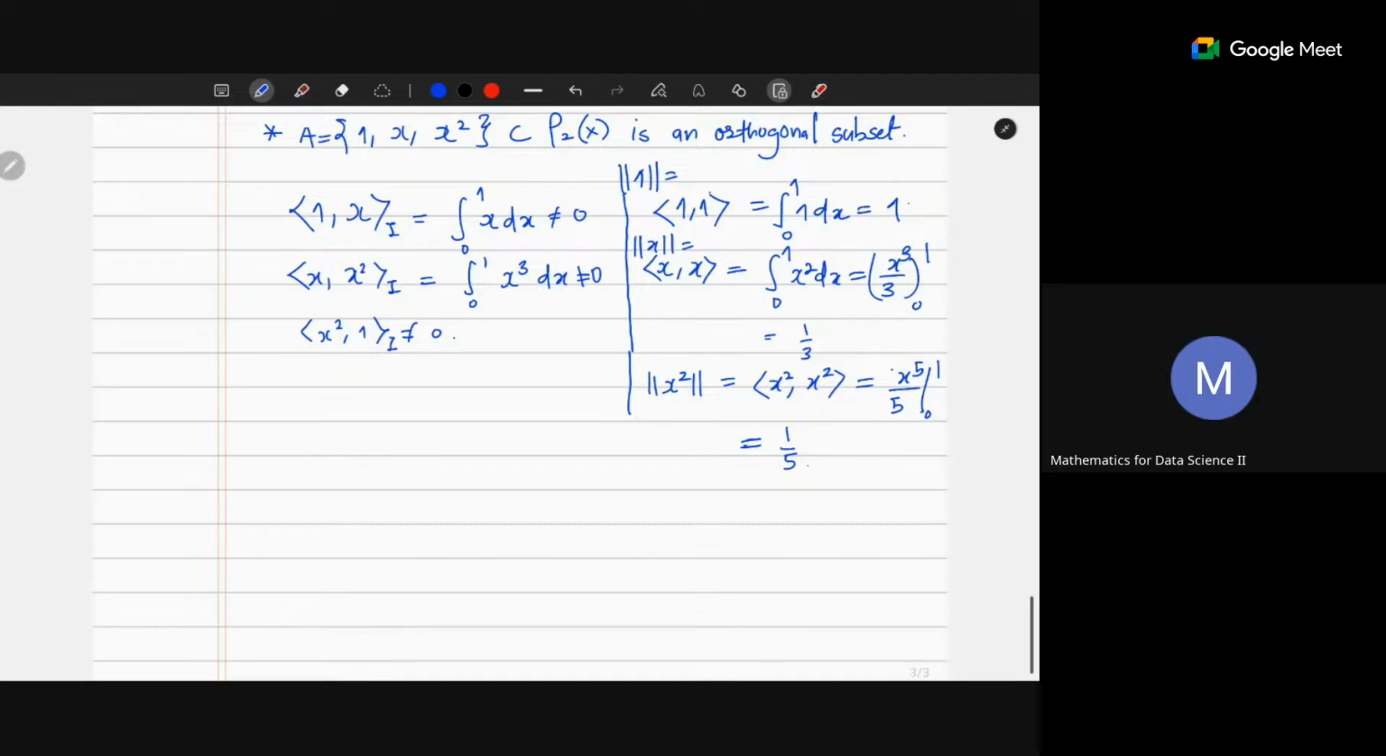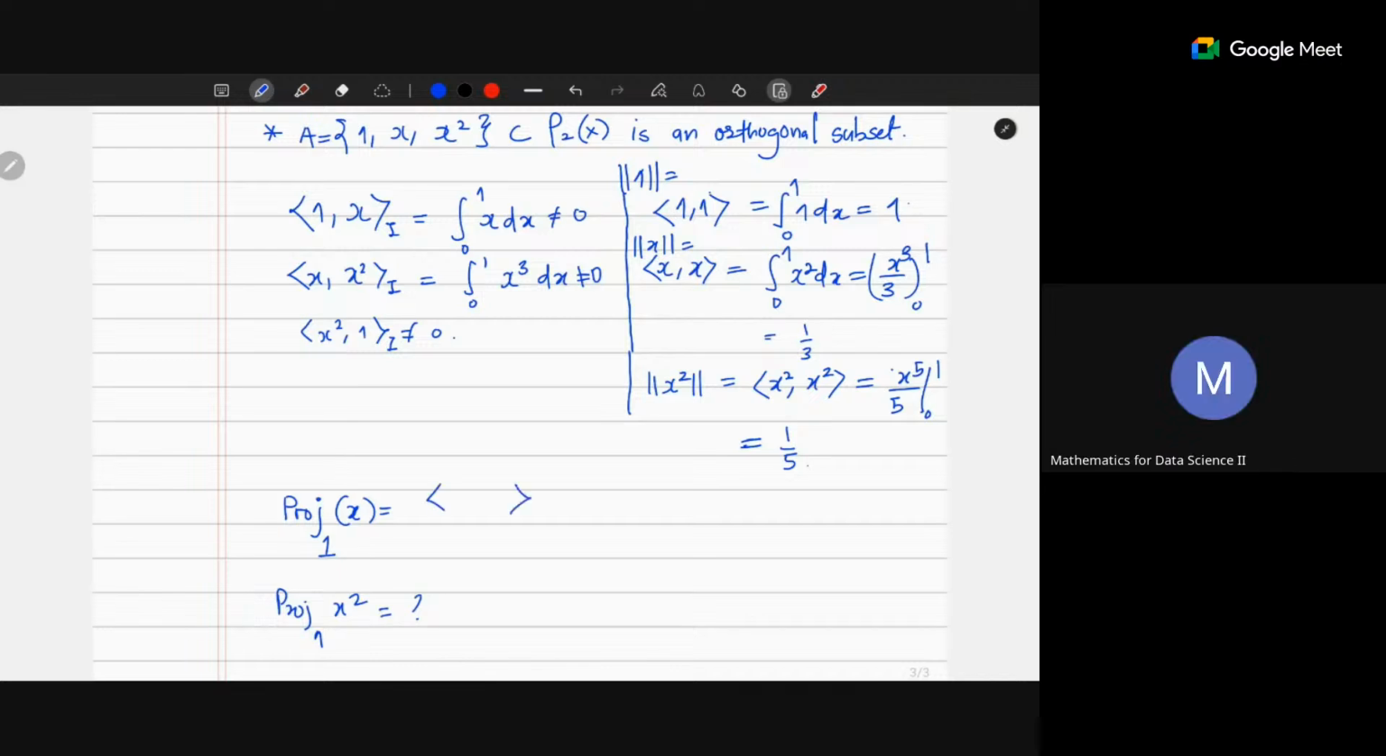Now, what is the projection of x onto this vector 1? So this is what the question is. Projection of x and similarly projection of x² onto 1. So how do we calculate the projections? Just need to use the formula. So how do we calculate the projection of x onto 1?